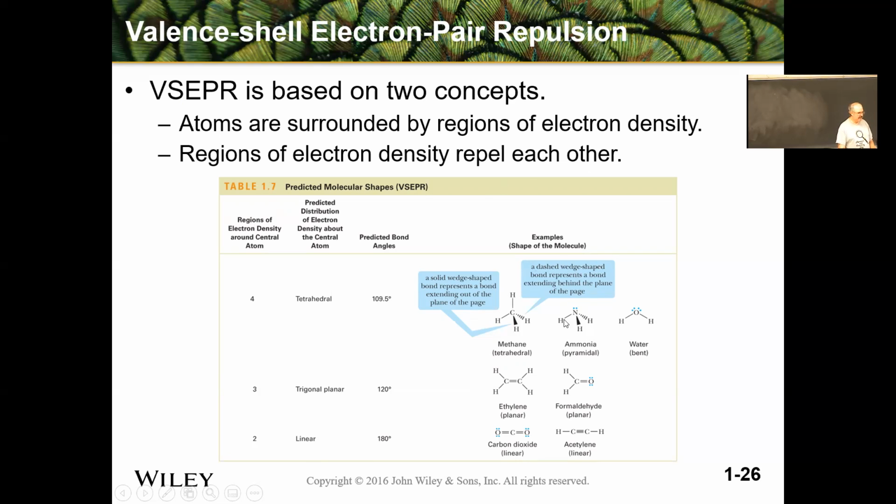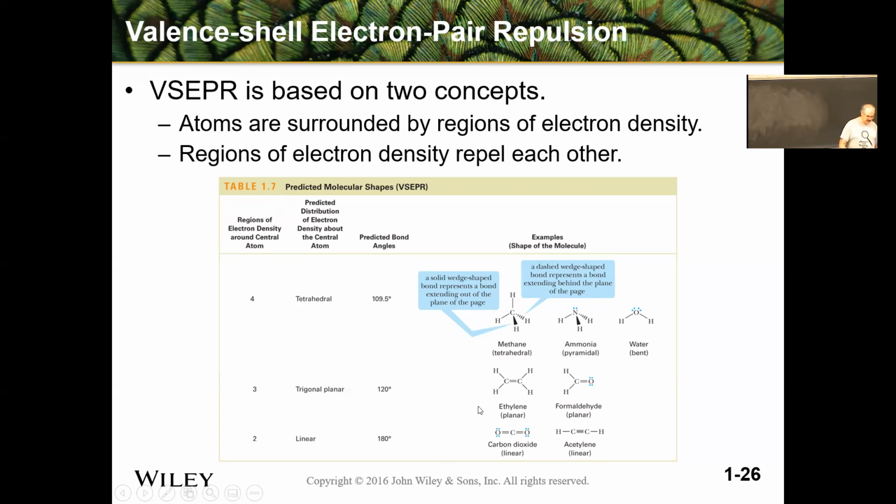Okay, and then over here we have water. Again, water has 4 electron-rich regions. The best way for these to avoid each other is a tetrahedral arrangement, and so that explains why water is bent and not linear. We have two bonds and 2 unshared pairs.